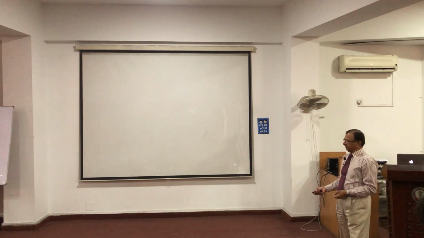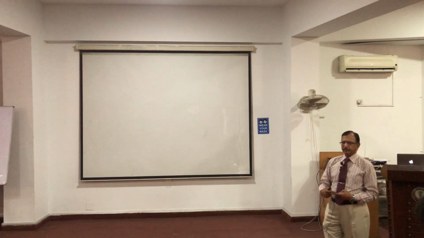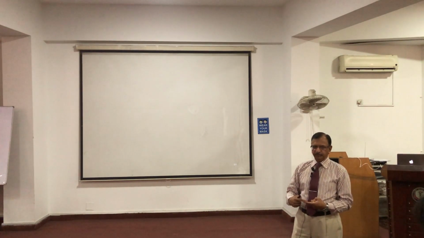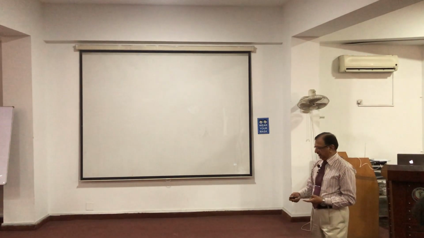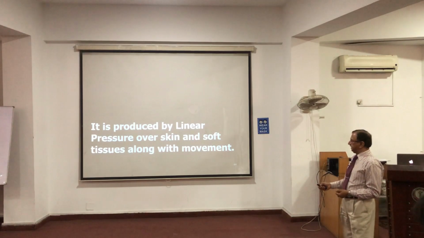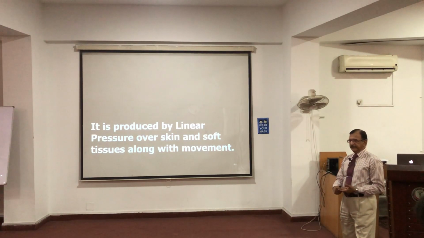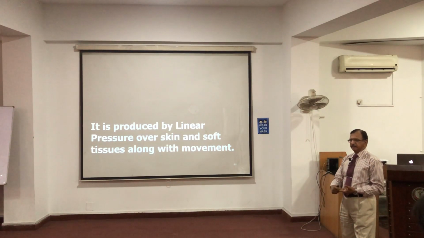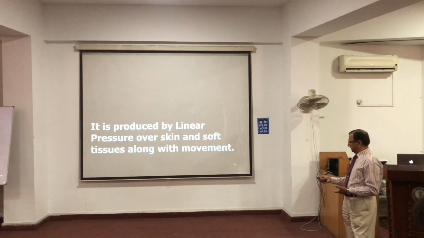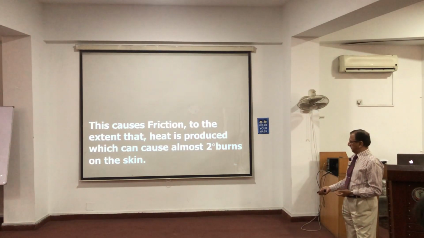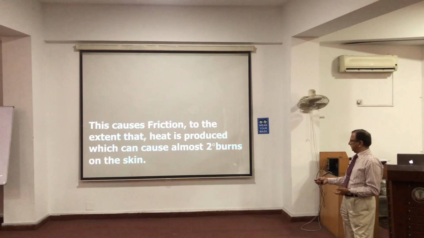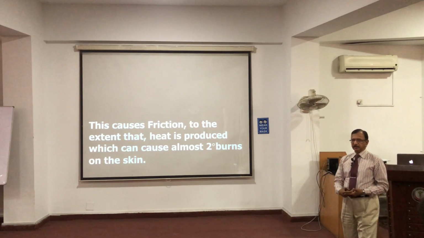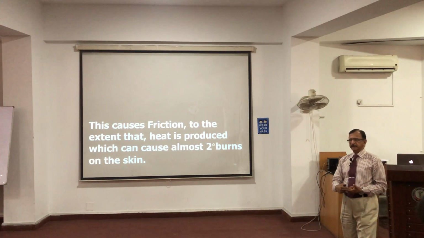Friction abrasion means some object has been rubbed and it produces friction, and usually it is by a linear pressure on the skin and slight movement. Pressure and slight movement will cause the imprint abrasion.